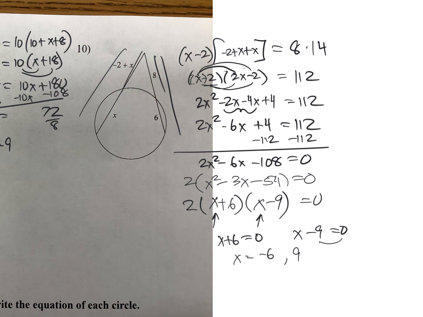Okay, now, do both answers work? Well, if x is negative 6, can that distance be negative? Can distance in general be negative? No. Okay, so negative 6 really isn't the right answer. So 9 is the actual answer. Let's take a look at number 11.